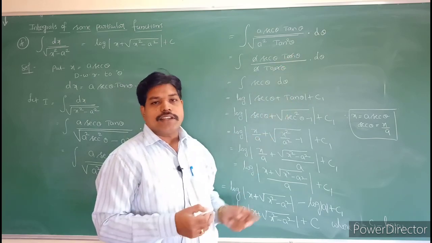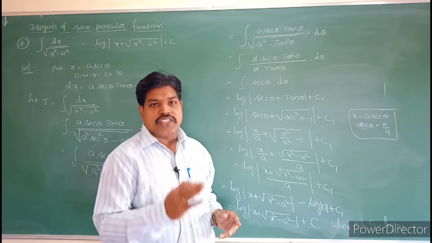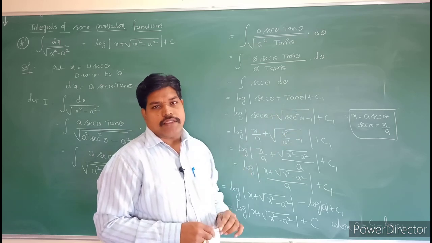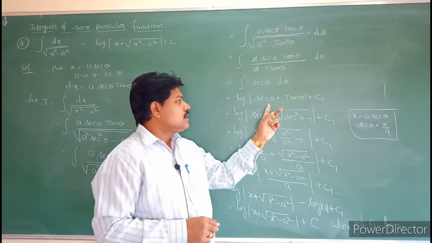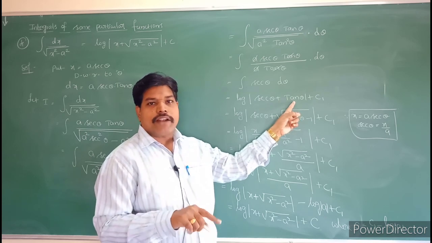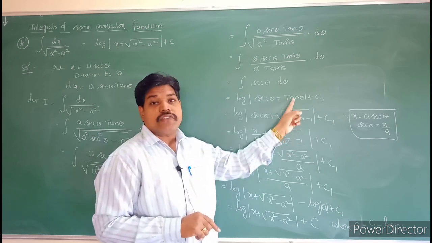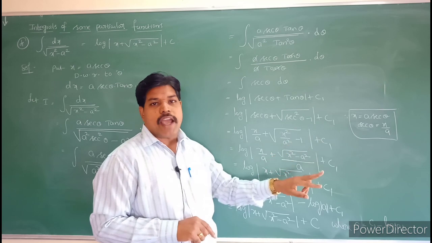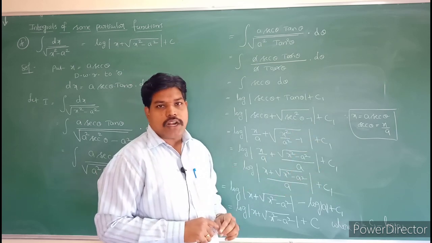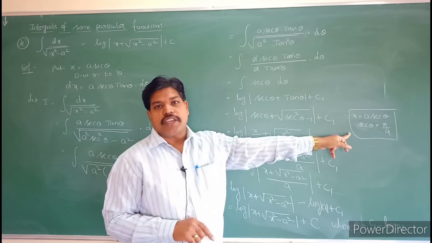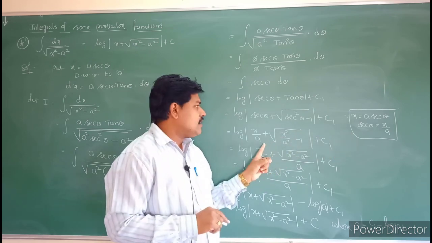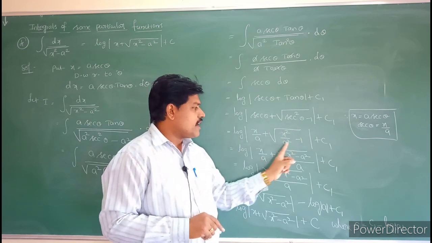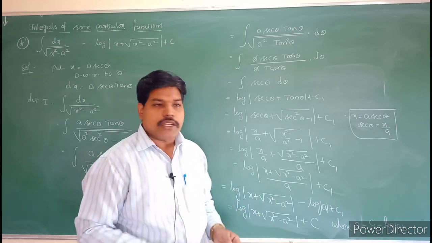Integral of secant theta. What is the integral of secant theta formula? It is log mod secant theta plus tan theta. And also you know that tan theta you can write as root of secant square theta minus 1. And also secant theta value is x by a. Replace the values here. So secant theta is x by a plus root of x square by a square minus 1.